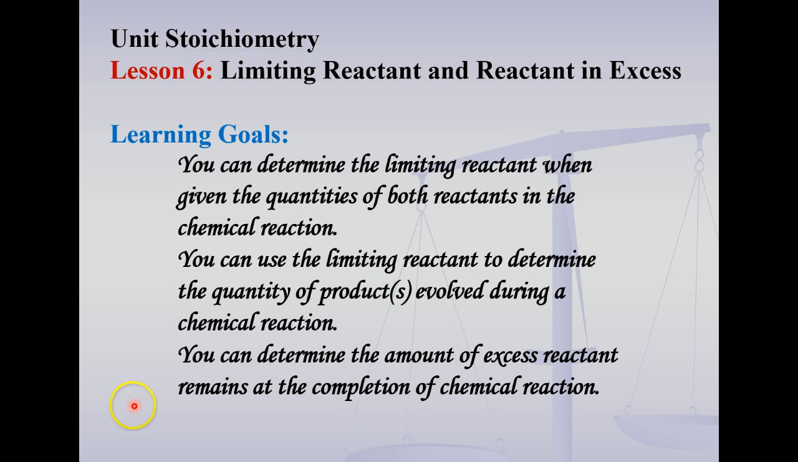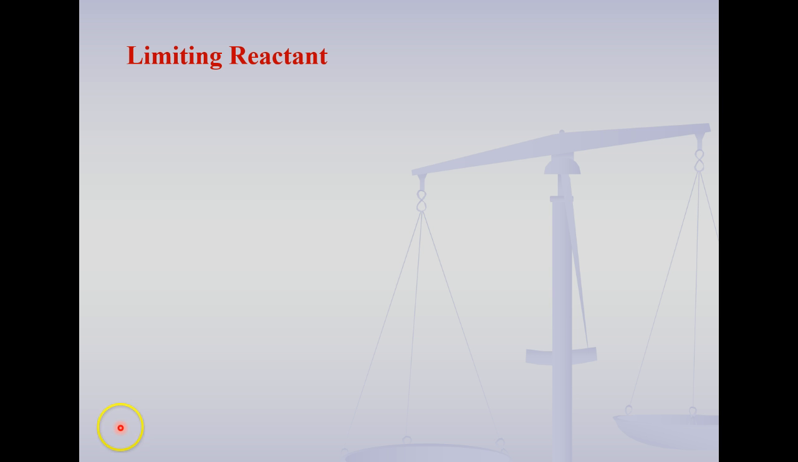Our learning goals for this lesson will be that we will be able to determine the limiting reactant when you're given the quantities of both reactants in a reaction. You'll be able to use the limiting reactant to determine the quantity of products. And then you will also be able to figure out the amount of excess reactant that remains at the completion of a reaction.